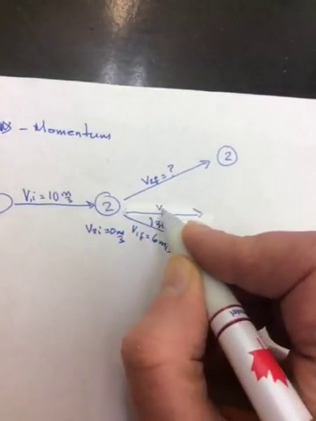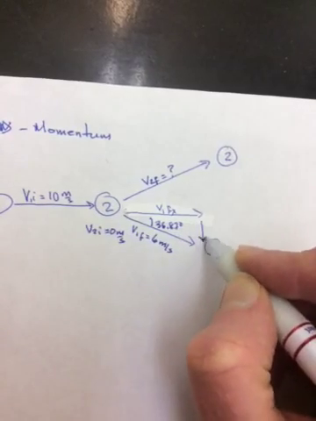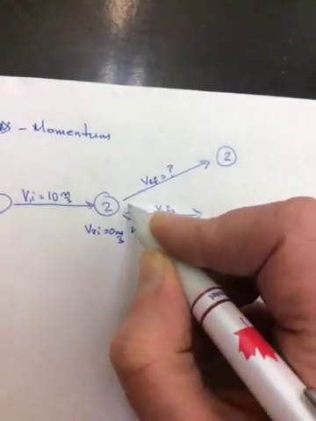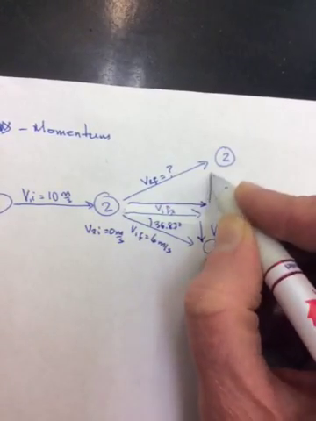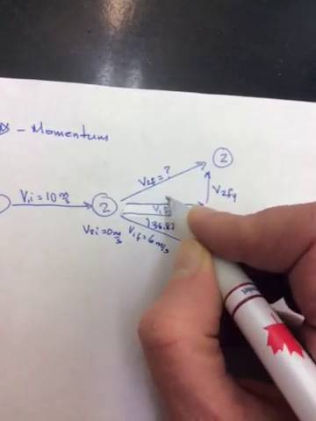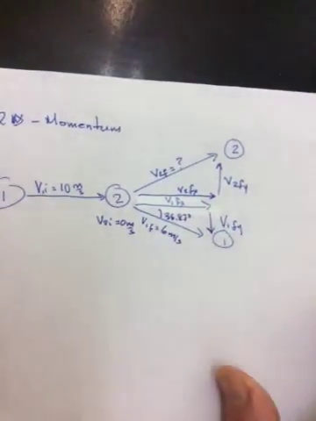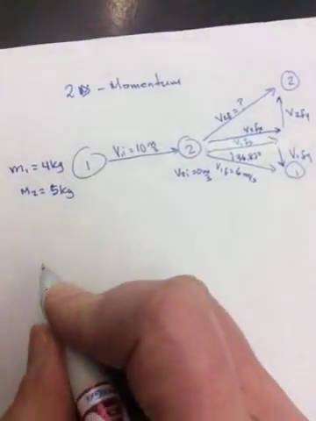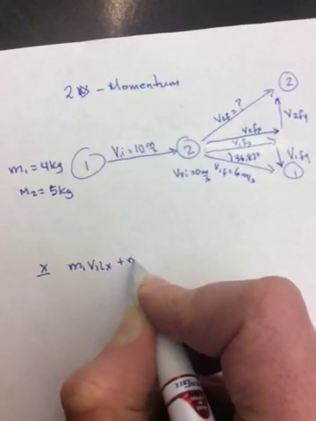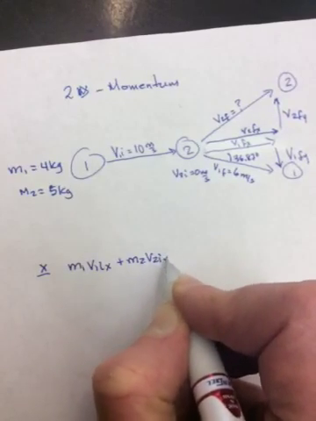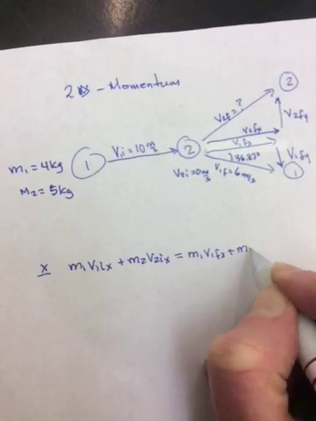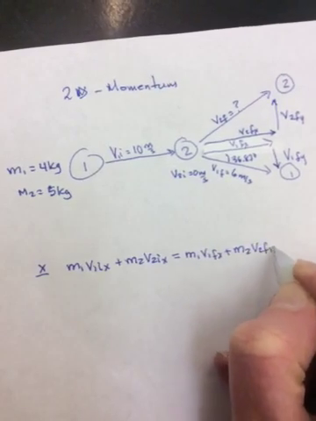So V1F has an x component and a y component, which we can find because we have the hypotenuse and we have the angle. And so using our conservation of momentum, we can solve for V2Fy and V2Fx. Okay, so we're going to use our momentum equation first in the x direction, so m1v1 initial x plus m2v2 initial x will equal m1v1 final x plus m2v2 final x.